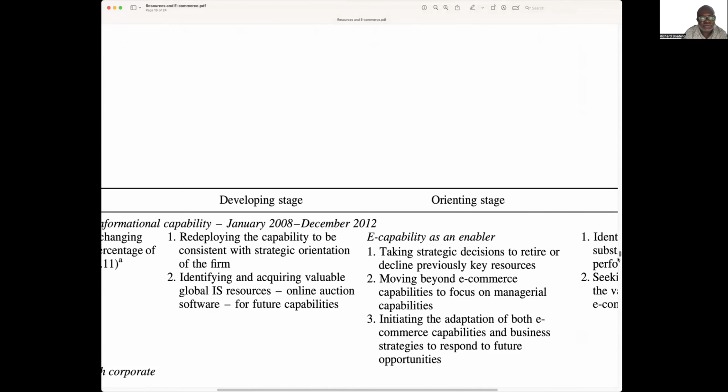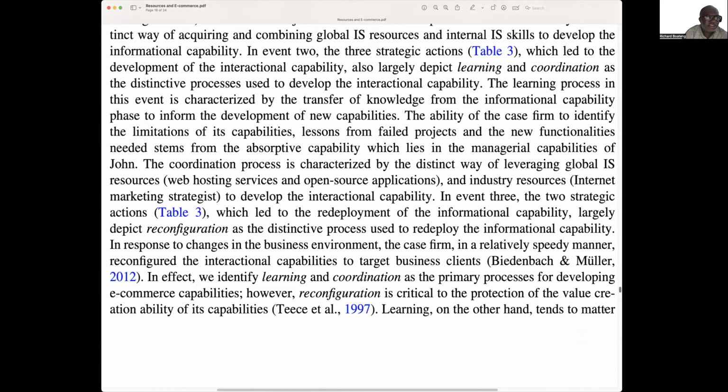Okay. Hey, I'm zooming in too much. Let's see if I can find this.